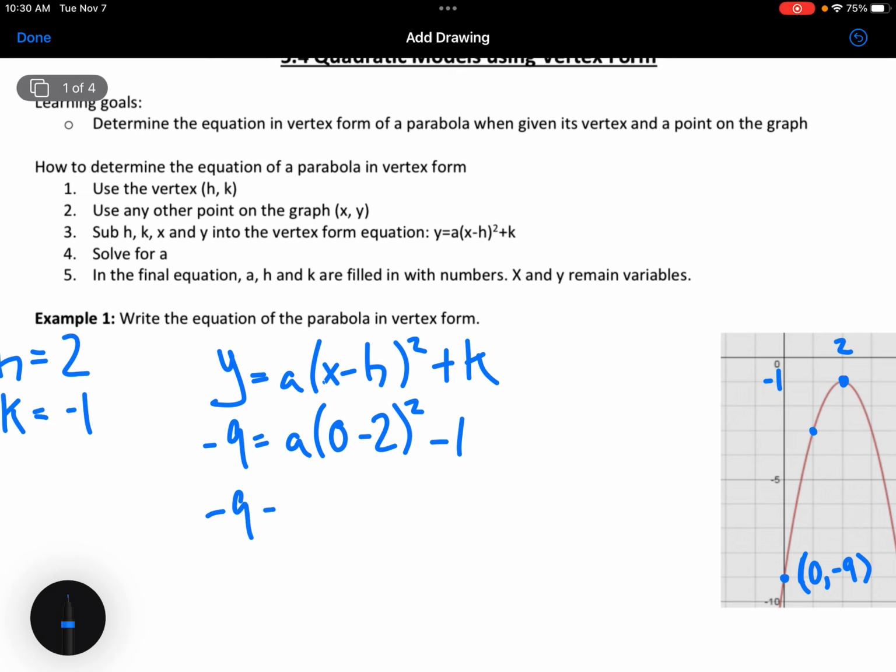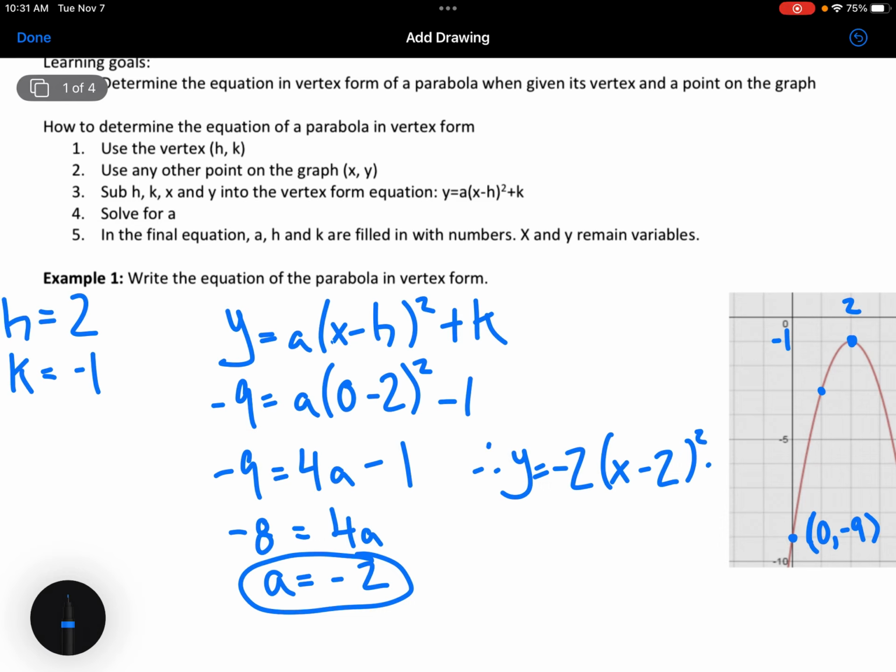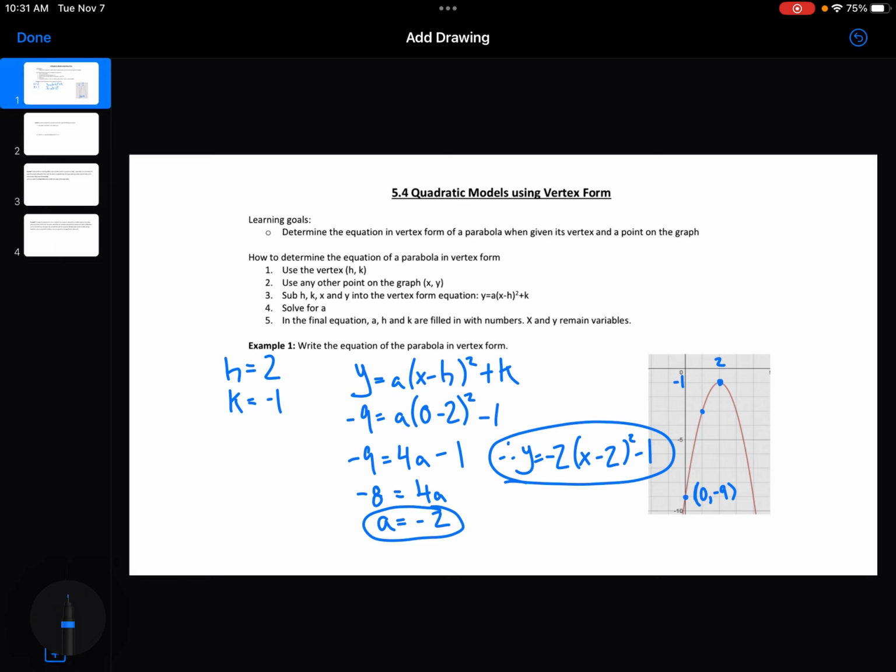So then we get -9 equals 4a minus 1. So that's going to be -8 equals 4a, and a equals -2. Okay, we're just using reverse BEDMAS to solve there. Therefore, our formula is going to be y equals, we've got our a value, -2. We're always going to have x, and then we're always going to have a squared here. Our h is 2, so x minus 2, and our k is -1. And there's our equation. All right.